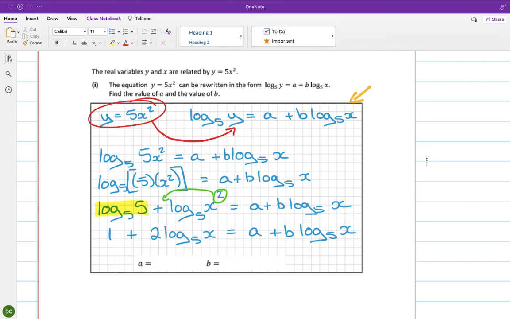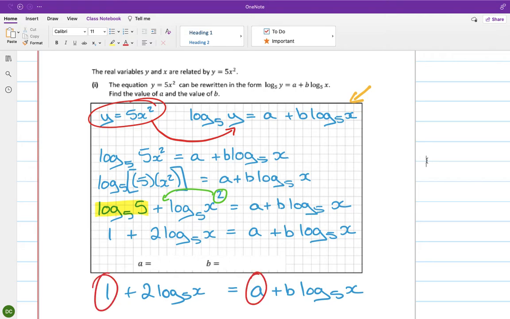The left-hand side and the right-hand side are the same, except on the left I've figured out the numbers. Let me change the order. The right-hand side is a plus b log to the base 5 of x. And the left-hand side is 1 plus 2 log to the base 5 of x. So this is this, and this is this, and everything else matches: the plus, and the log to the base 5 of x. So I've done it. A is 1 and B is 2.